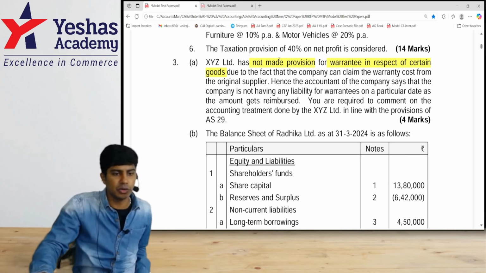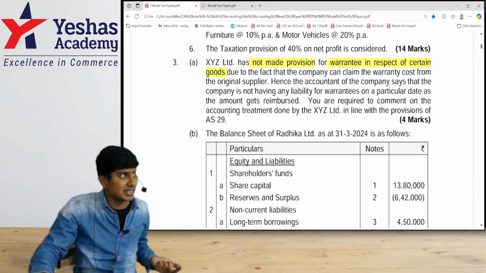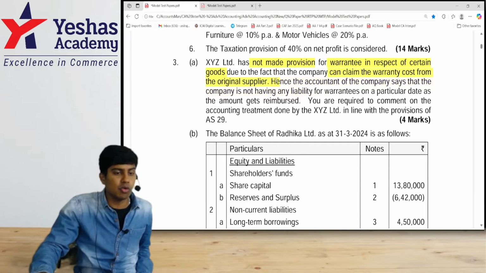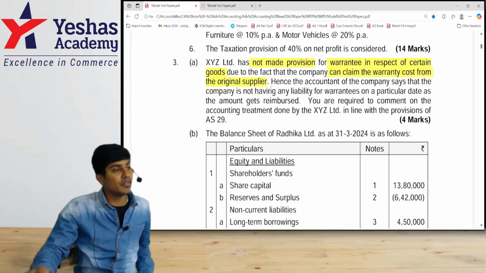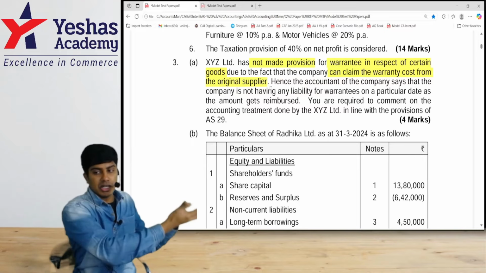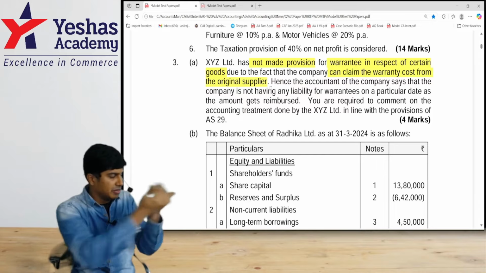Let's see further. What are they told? Due to the fact that they have not created a provision. Why is it that they did not create? They're giving a reason. Due to the fact that the company can claim warranty cost from the original supplier. Okay, so we are a trader. We're buying the product from somebody and selling it to a customer. If the customer has a problem with the product, he will come to us.